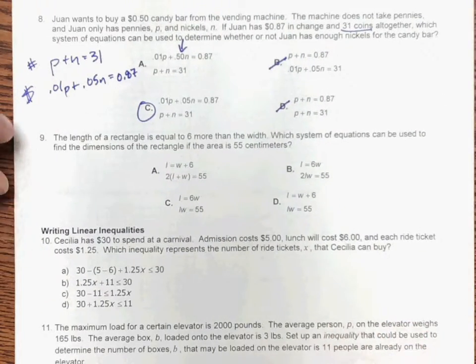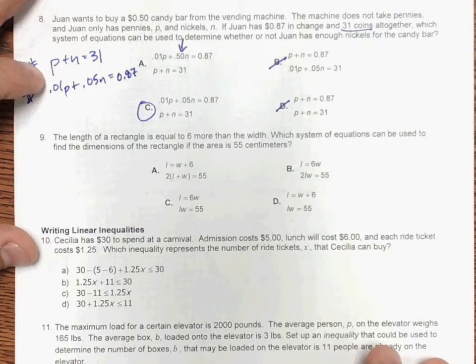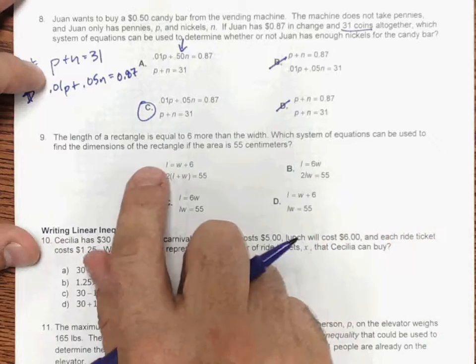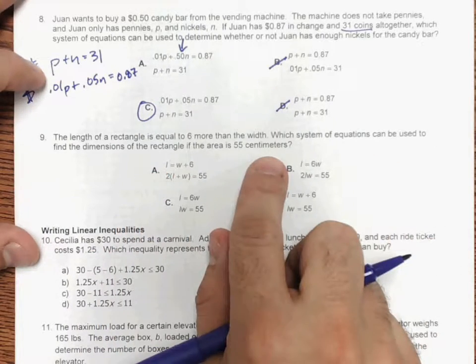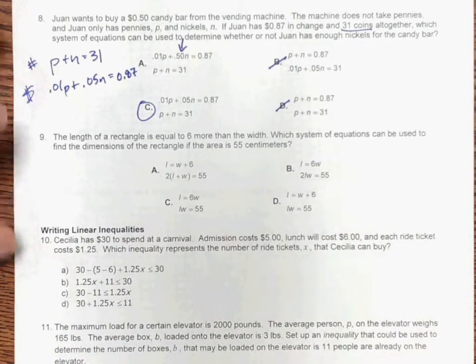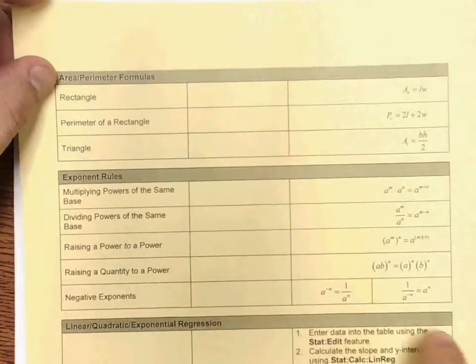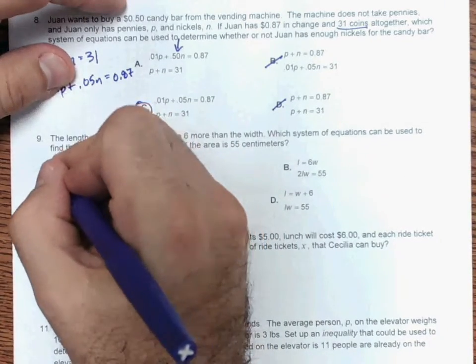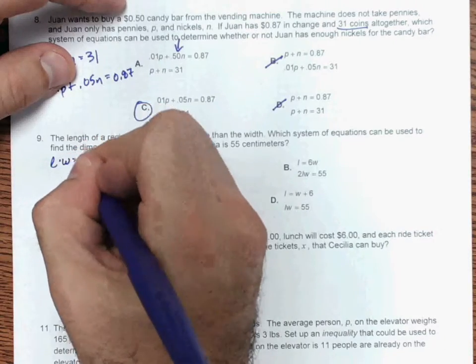Number 9, the length of a rectangle is equal to 6 more than the width. Which system of equations can be used to find the dimensions of the rectangle if the area is 55 centimeters? Now, I forgot to put a star on this one, but if we look at the formula chart, the area of a rectangle is length times width. So, I know that length times width equals 55.